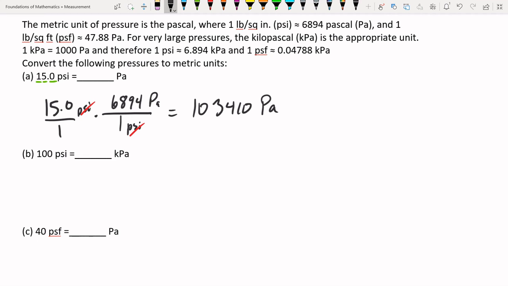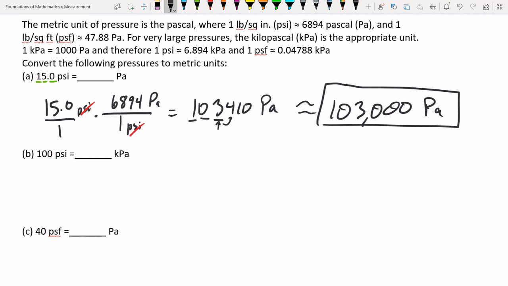So starting from left to right, we have 1, 2, 3. 0 only counts as a significant figure if it's in between non-zero significant figures. So the 1 and the 3 make 0 a significant figure. I'm going to round to this place. Look at the next one. 5 or greater? It does not. So we would say 103,000 pascals. The remaining zeros in this number, all 3 of those zeros have to be in the answer because that's what tells us it's 103,000 versus just 103. But they do not count as significant figures. Only the 103 do.